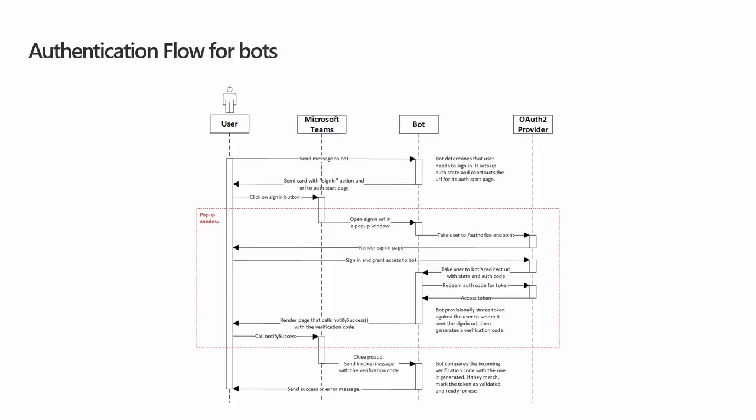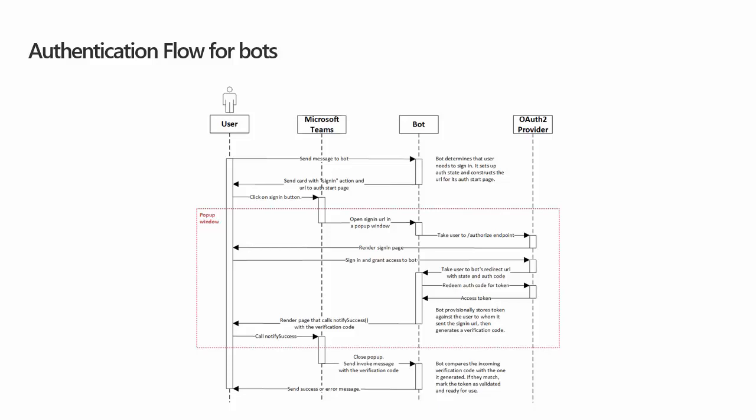The user clicks on the sign-in button, and you'll notice now in the middle of the slide there is a gray box that says pop-up window. When the user clicks on the sign-in button within the OAuth card, Microsoft Teams will facilitate opening the pop-up window and navigating that window to the sign-in URL that the bot replied. That URL that you've written should redirect the user to the authorize endpoint for the OAuth 2 provider, which then takes control and navigates back and forth with the user to get them to log in with whatever credentials are required.